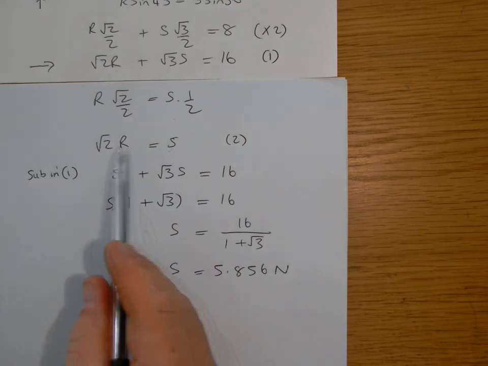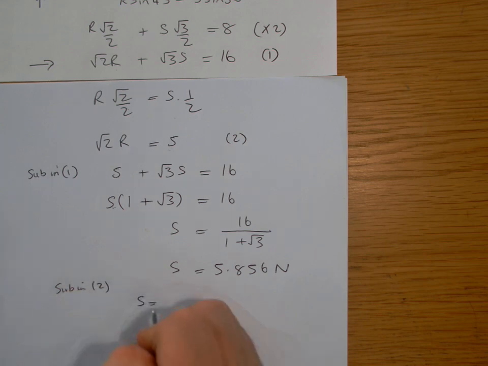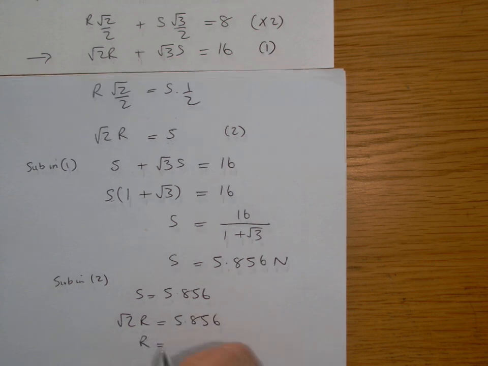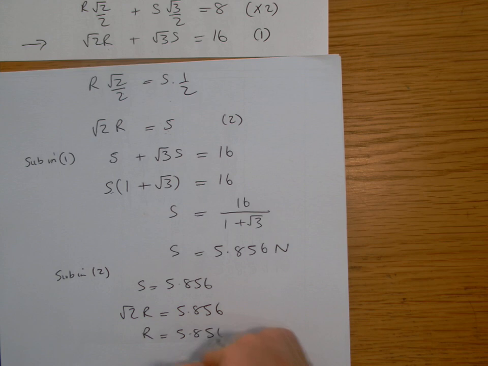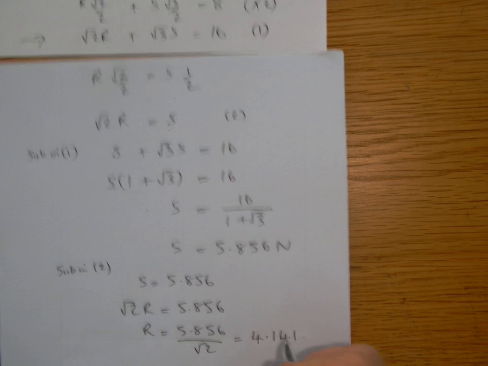And then, of course, to work out R, we just need to sub it in here. So sub back into 2. S will equal 5.856. We've got that, yes. We're going to sub it in here. So I've got root 2R is equal to 5.856. So R will be 5.856 divided by root 2. Divide by root 2, and I get out 4.141 newtons.